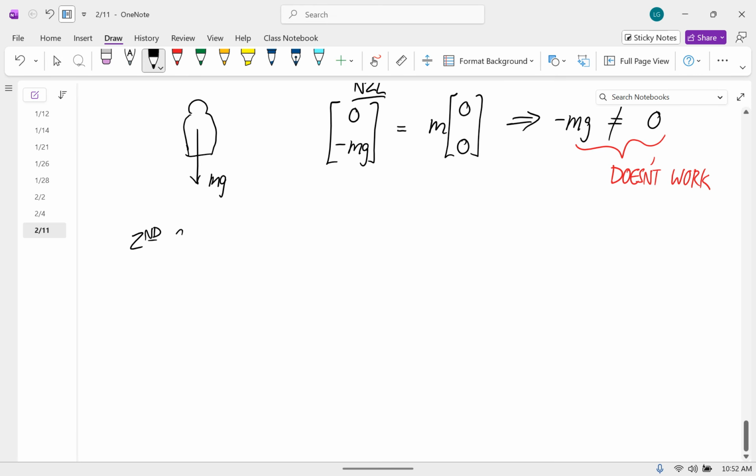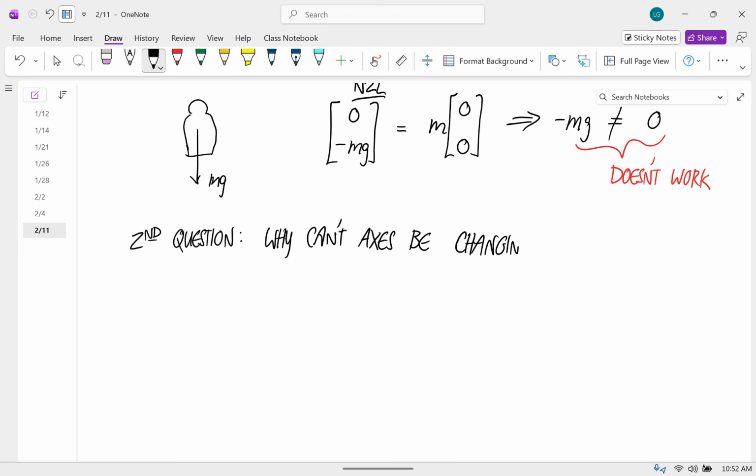Second question. Why can't the axes be rotating? Wouldn't that apply to the television? Well, let's think through it. I'm going to do a similar thought experiment. So why can't the axes be changing orientation? Which is another way of saying, why can't you have a rotating coordinate system?